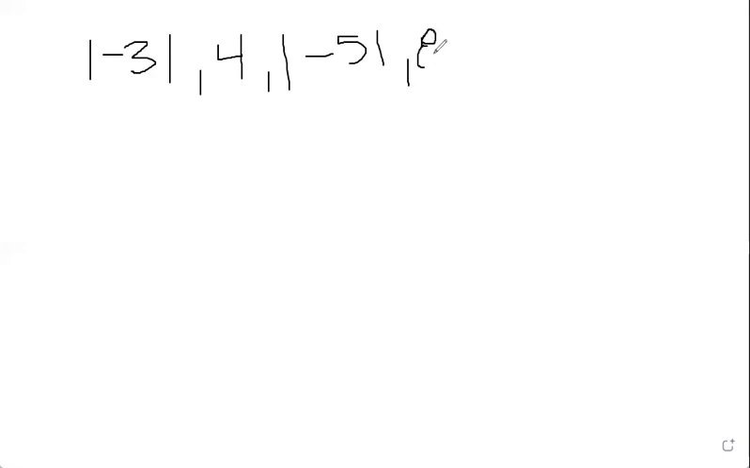Another type of problem would be ordering different numbers from least to greatest. So if there's like absolute value of -3, 4, absolute value of -5, 8, and 3, then, oh, and -8, for example.